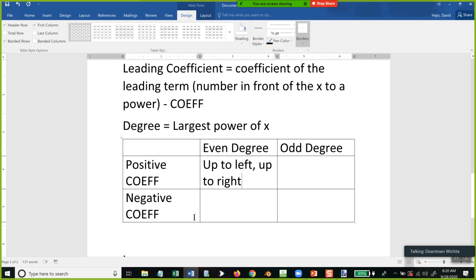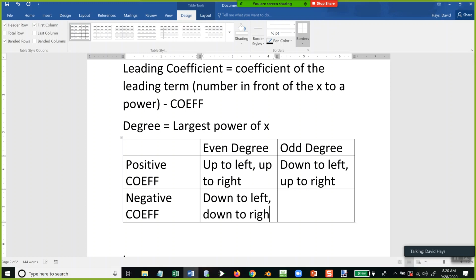And that's what it's describing. It's describing what it's doing clear to the right, what it's doing clear to the left. Now, if you have an odd degree and a positive coefficient, like y equals x to the third, it's down to the left, up to the right. If you have an even degree and negative coefficient, it's down to the left, down to the right. And if you have an odd degree and negative coefficient, then it's up to the left, down to the right.